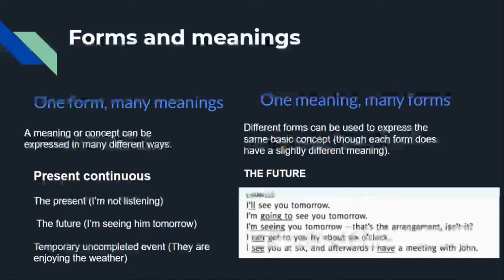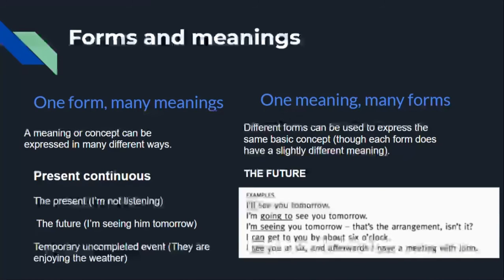For example, with the form present continuous, we can express many meanings: the present, the future, and temporary and incomplete events. With this present continuous, we may say, "I'm not listening. I'm seeing him tomorrow, and they are enjoying the weather." We're using the same form, but we're expressing three different meanings: the present, the future, and these incomplete events.